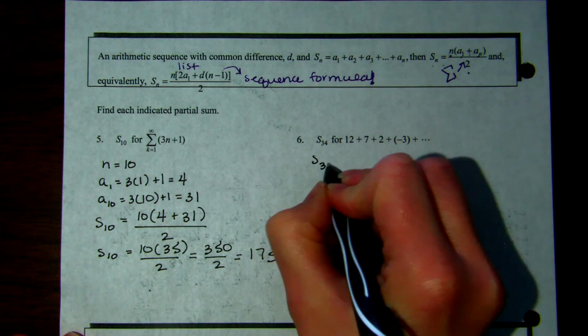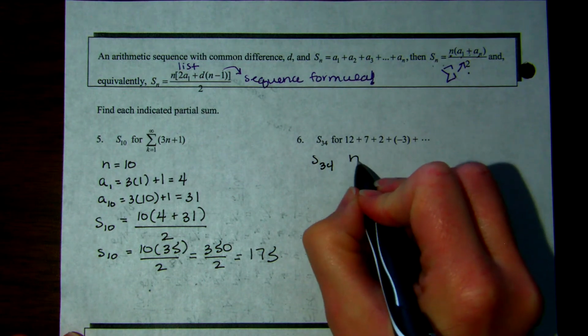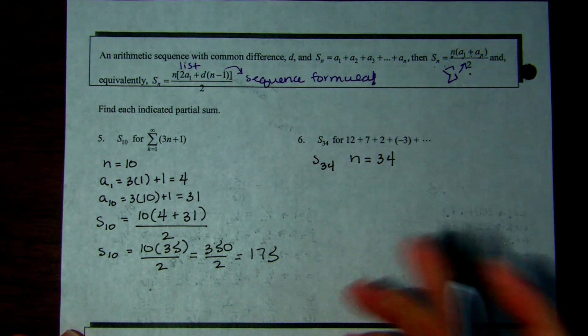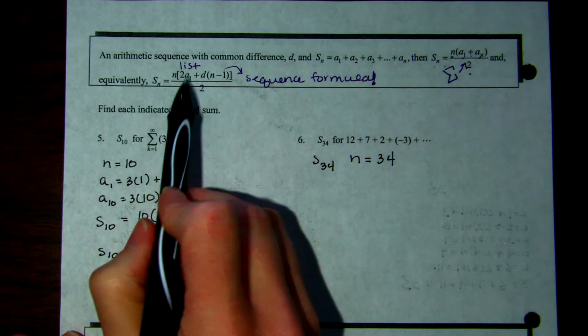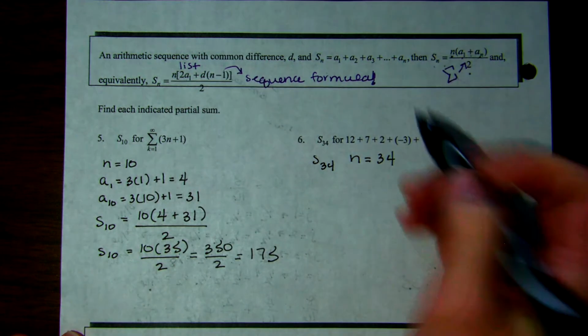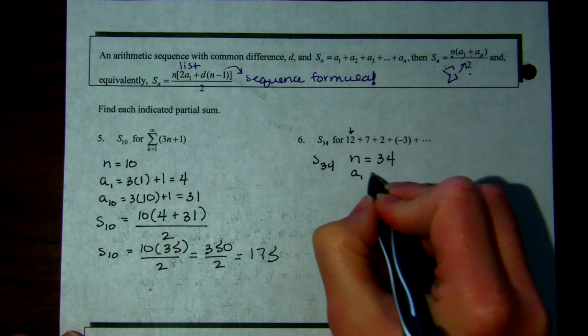So I'm looking for the sum at 34. And so I need the term number, which is n, and that's 34. Right, they told us that. I need the first term. And so here the first term is 12. So a sub 1 is 12.